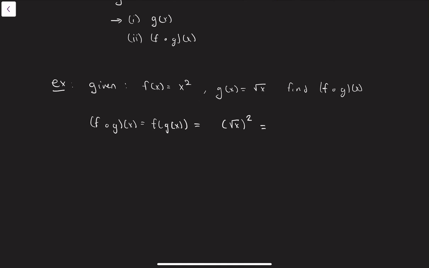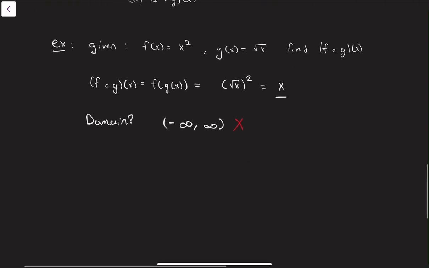That gives us x. So if I said, what is the domain? You may be tempted to just say, well, the domain of x is negative infinity to infinity, since we have no restrictions on x. It's a continuous function. However, this is not the case. We need to also compute the domain of g of x. We see that the domain of g of x for the function root x is 0 inclusive to infinity, with round brackets.